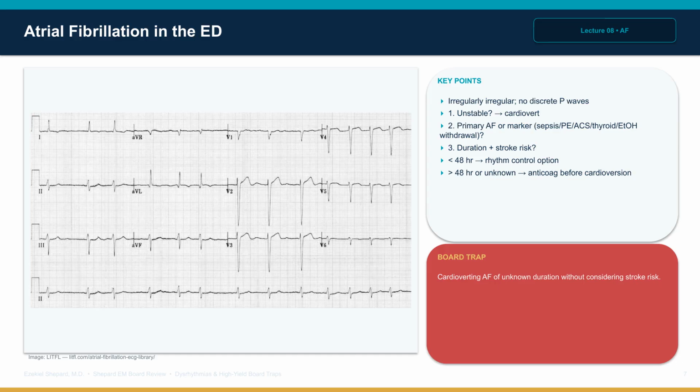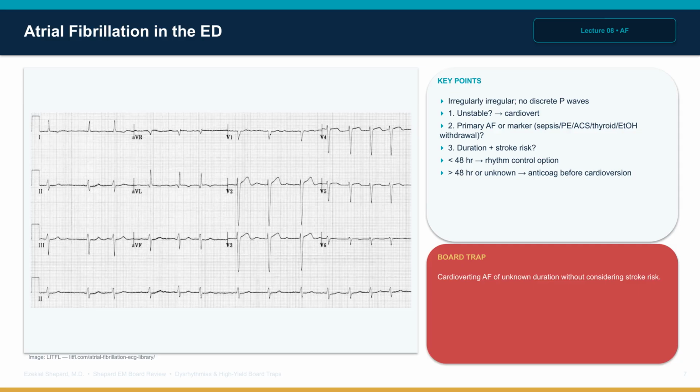Atrial fibrillation in the ED requires 3 questions. First, is the patient unstable? Those with rapid ventricular response get synchronized cardioversion. Second, is this primary AFib or a marker of another illness? Sepsis, pulmonary embolism, acute coronary syndrome, thyrotoxicosis, and alcohol withdrawal can all present with AFib. Third, what is the duration and stroke risk? AFib less than 48 hours may be considered for rhythm control with lower stroke risk. AFib over 48 hours or unknown duration requires anticoagulation strategy before cardioversion in most cases. Board Pearl, atrial fibrillation is the most common sustained dysrhythmia in adults.